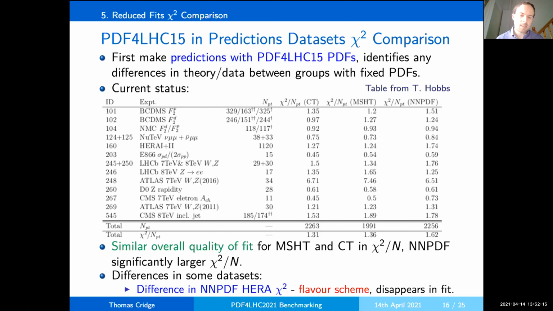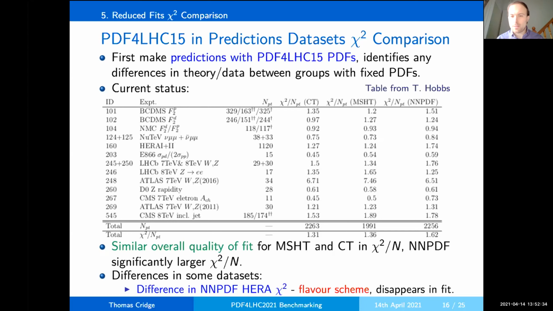And I'm not going to go into too much detail on this, but if you look down the various data sets that are in this table, you see there's generally pretty good agreement between the different groups. There are some exceptions. One obvious one here is the HERA data, which is the fifth from the top. NNPDF has a notably larger chi-squared over N here, but that's an understood difference.